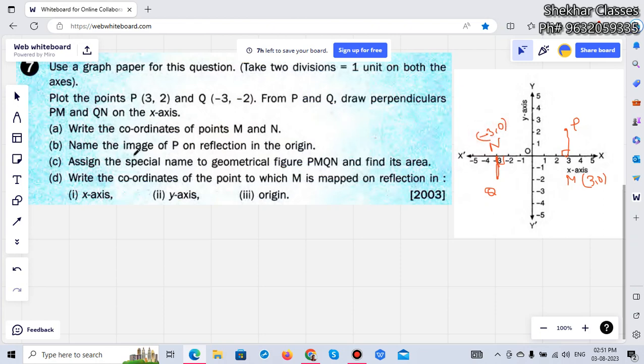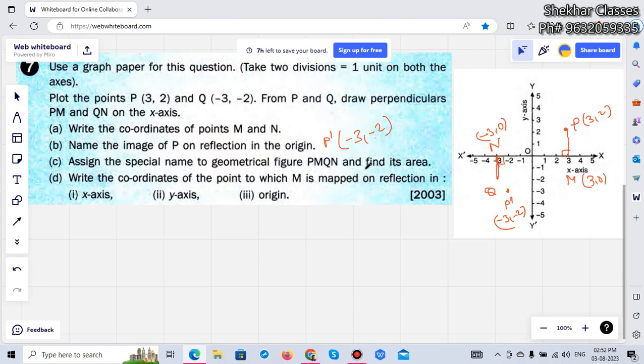Now it says name the image of P on reflection through the origin. So P has to be reflected through the origin. This is the origin. Both coordinates will change. So P will become P dash. P is (3, 2), and both will become negative: P dash is (-3, -2). Both x and y change. Where is -3 and -2? -3 is here and -2 is here, so it will form here. This is P dash.